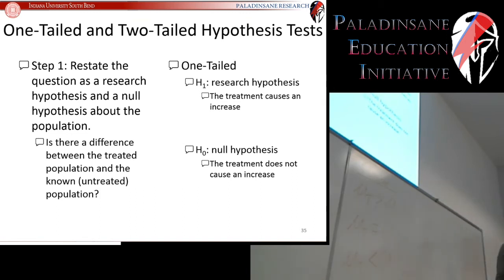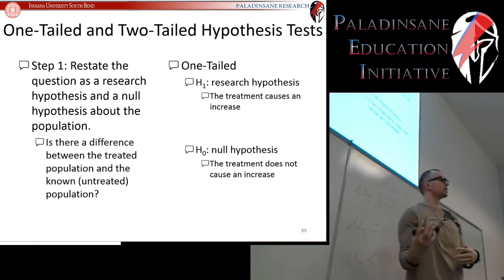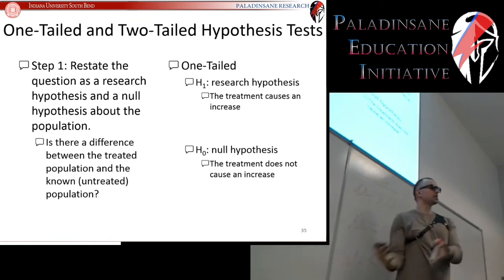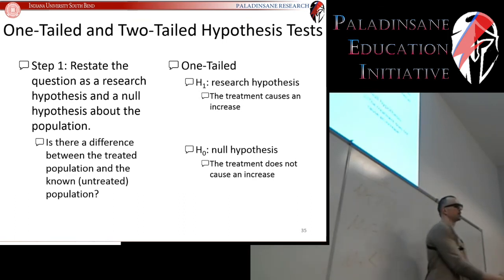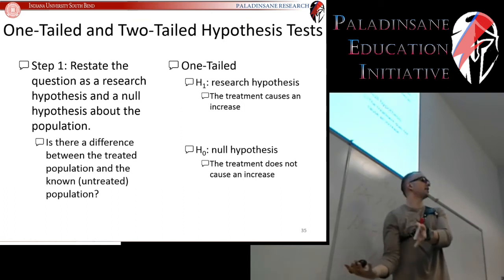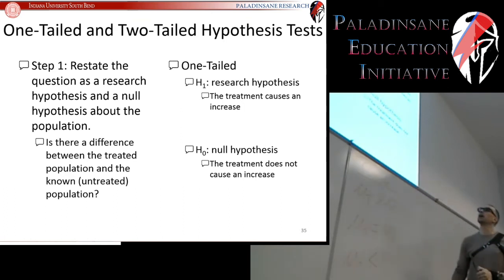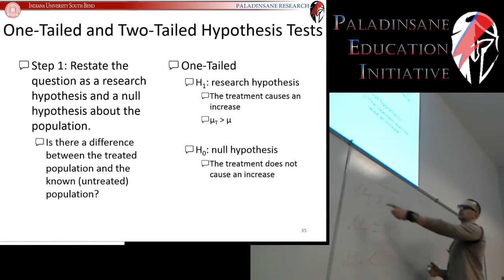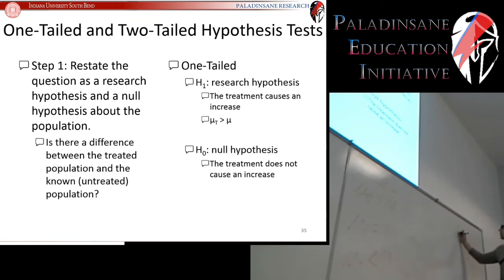So if we're asking, does this treatment cause an increase in self-esteem? Does this treatment cause an increase in self-helping behaviors? Does this treatment cause an increase in violent, aggressive behaviors? Does this treatment cause an increase means that your treated population is greater than your untreated population. Treatment made an increase, treatment made it bigger. So that is your research hypothesis for a one-tailed test. Your research hypothesis covers that increase possibility.